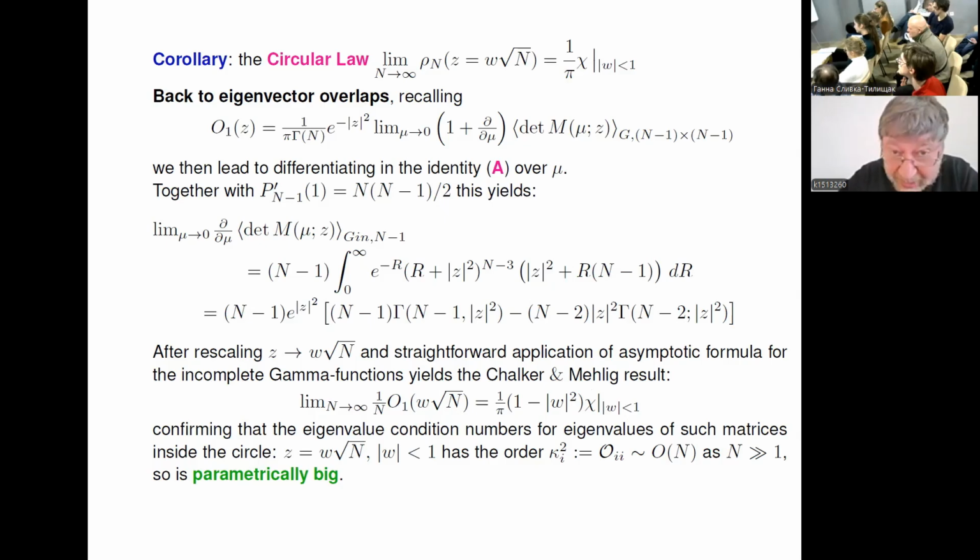So we completed this task. Again, I believe this is the simplest possible derivation of this result, although there exist alternative derivations. Choker-Melech and some other people have their alternative derivations, but to my taste, it's the simplest one.